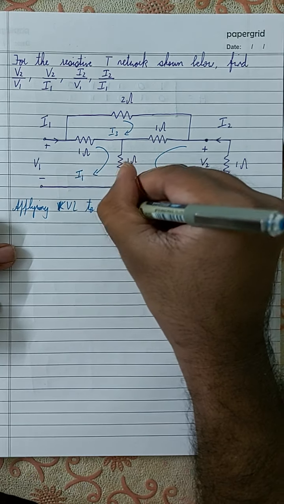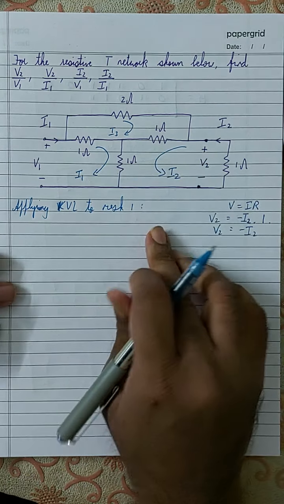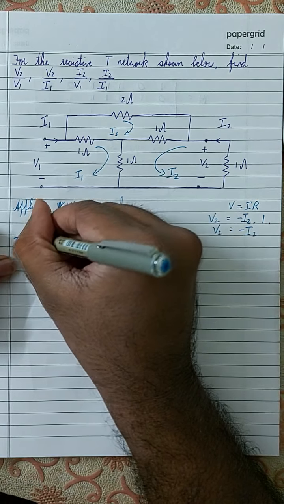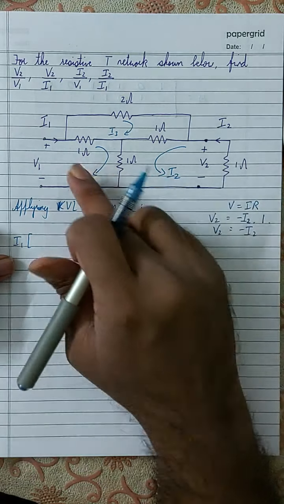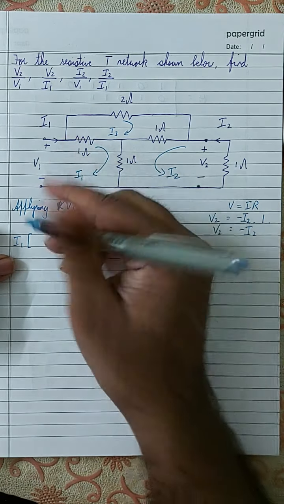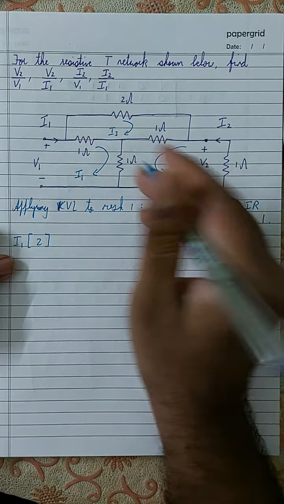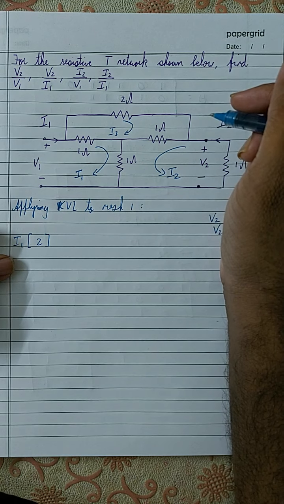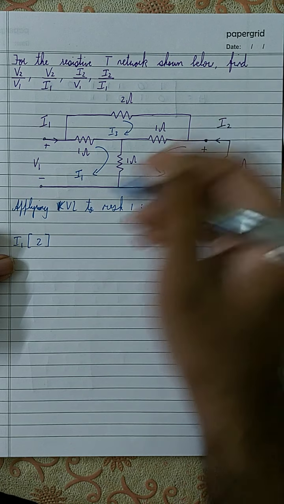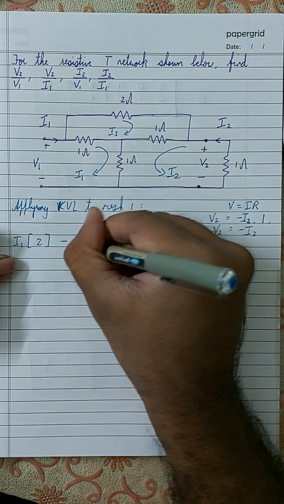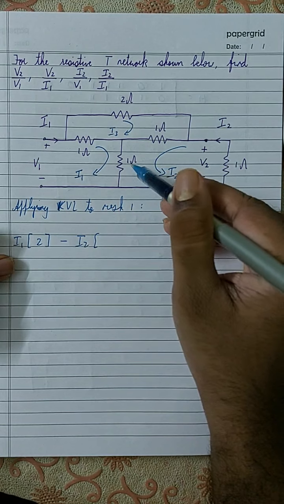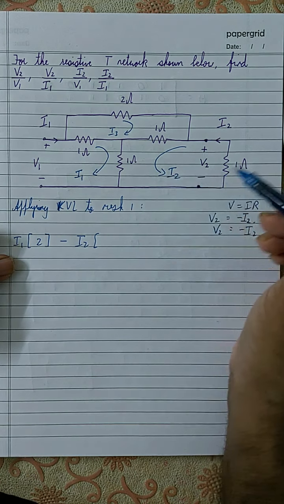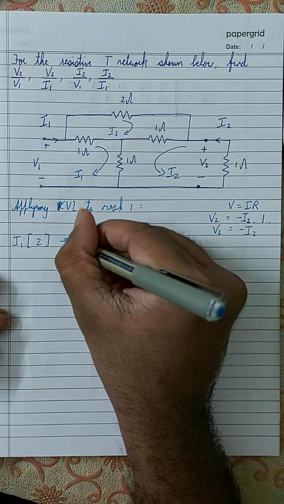applying KVL to mesh 1. Okay, so we get, by now all of you should be able to do this very fast. Okay, here it is, I1 is touching these two elements, so it's 1 plus 1 is 2. Then we have minus I2 into, and I2 is touching only this element, right? But if you look over here, it is not minus I2, it is plus I2.